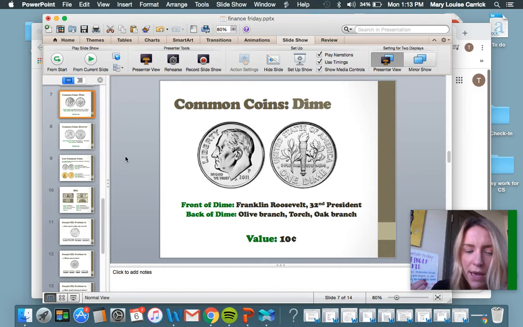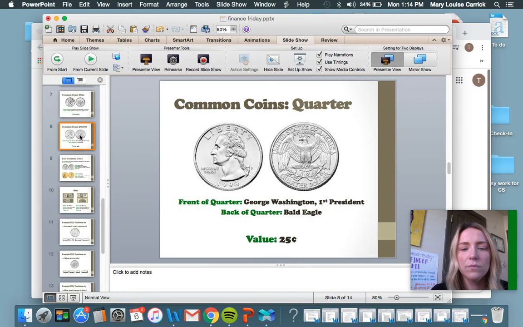It's just his head. And on the back of our dime, we have 3 images, one of an olive branch, one of a torch, and then one of an oak branch. It says 1 dime on the back too. Obviously, our coins have their value on the back, so the back of the coin can be easy to identify the value. So the value is 10 cents.